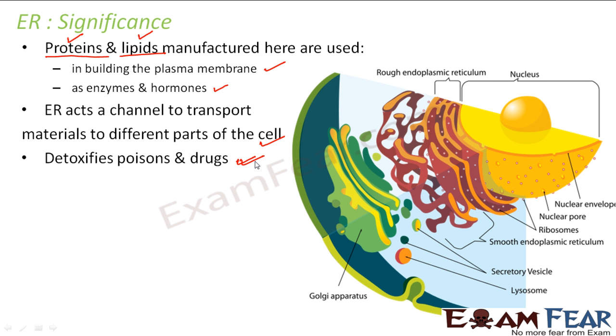Right? So we have covered what is endoplasmic reticulum. It is a network of membrane bound tubular structures. Okay, what are the two types of endoplasmic reticulum? Rough and smooth. Why is it called rough endoplasmic reticulum, and why is it called smooth endoplasmic reticulum? What is the significance of endoplasmic reticulum as a whole?